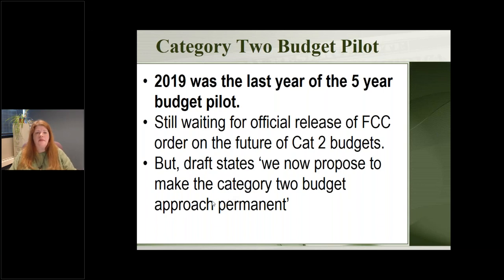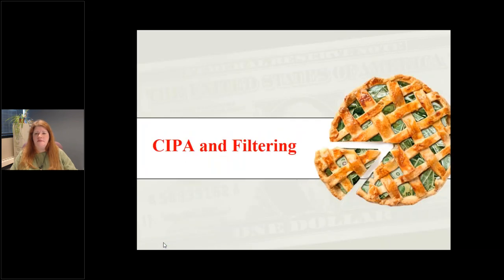So before we go on to the next part, any other questions about what Category 1 is, what Category 2 is, what's eligible, how the discounts work? I can answer that right now before we go on to our next part of the presentation. So do you have anything urgently you want to ask right this minute? Type it in. We're going to get into the actual E-rate forms themselves in the next part. All right, on to the next page here.